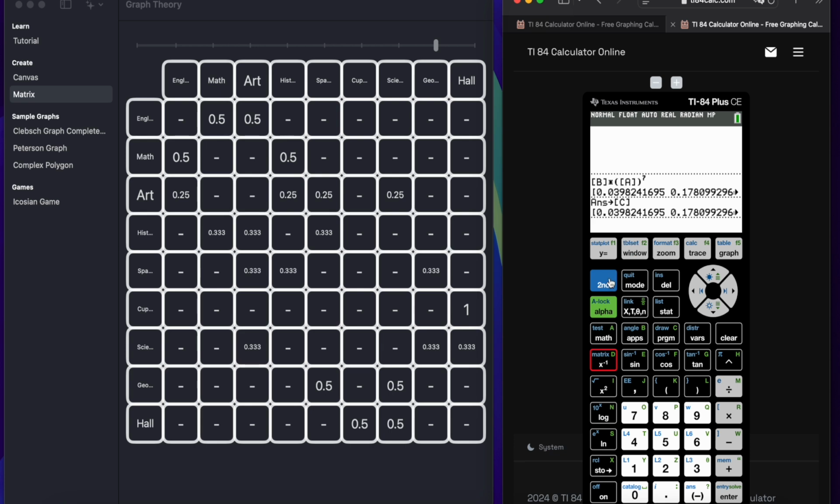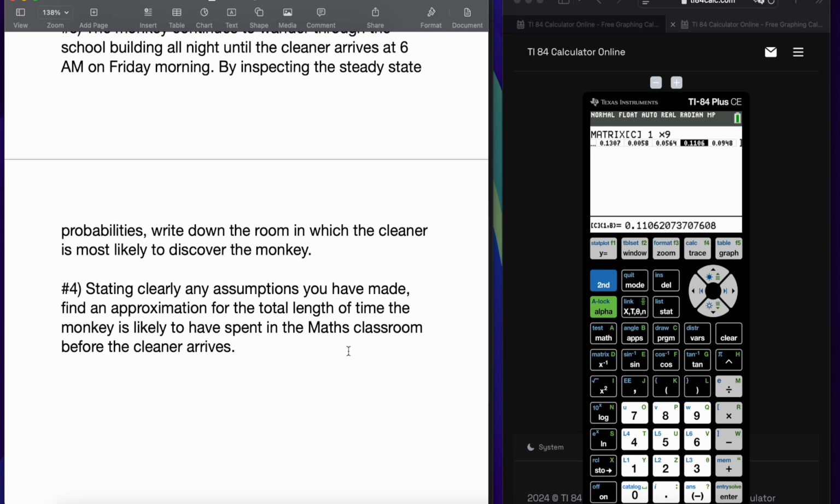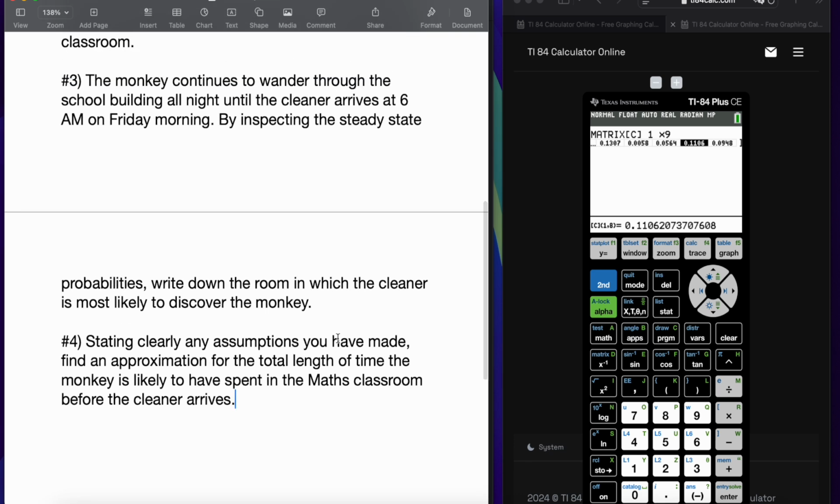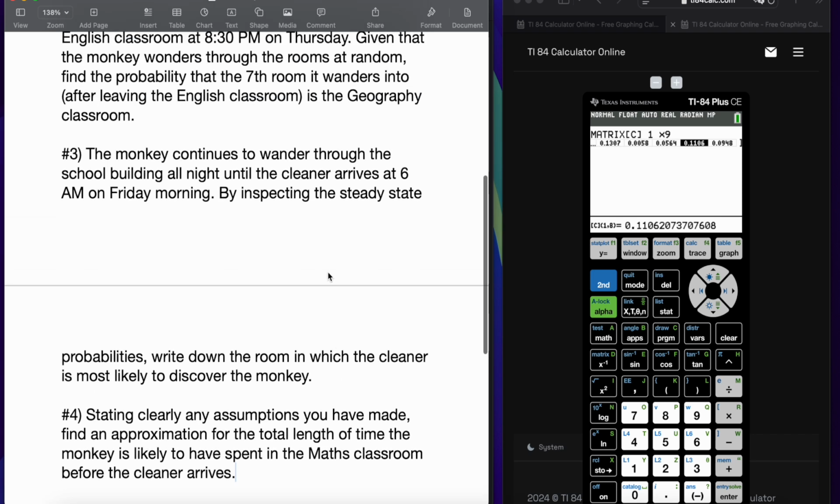I can then go back to the matrix, so second matrix, go over to edit, view matrix C. And so the geography room is the 8th column, so the second to last column. We can see that there is an 11.06% chance that on the 7th move, the monkey ends in the geography classroom. Now we've found the probability that on the 7th move, the monkey ends up in the geography classroom. That was an 11.06% chance.